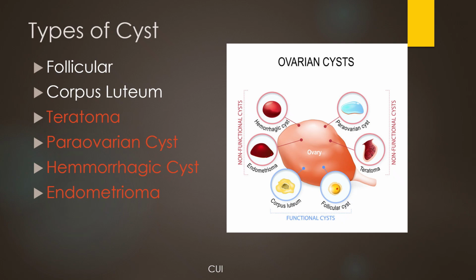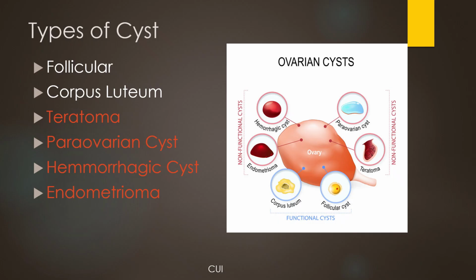Follicular cysts are the most common type. They occur when a follicle, which is normally released as an egg, fails to rupture. Instead, the follicle fills with fluid and expands. These cysts are usually small, painless, and resolve with a few menstrual cycles.